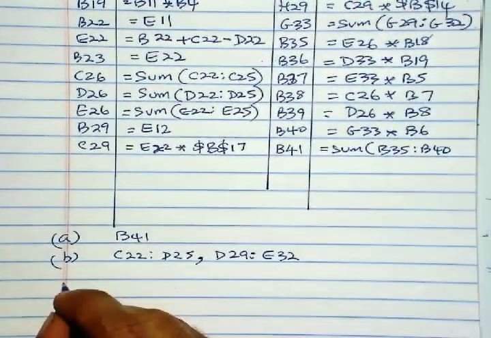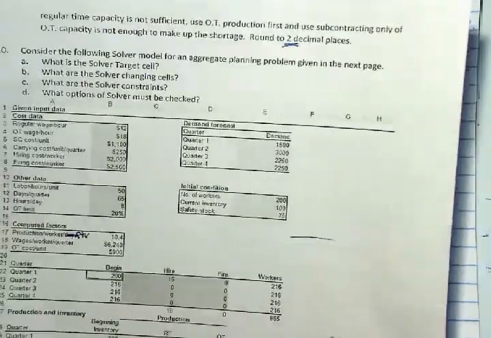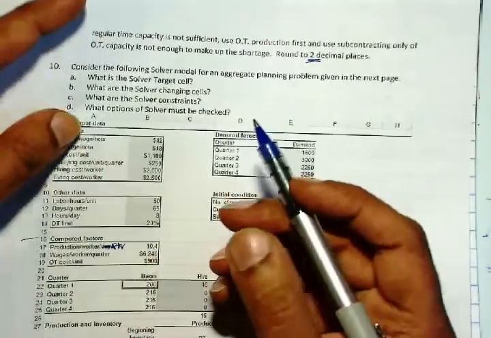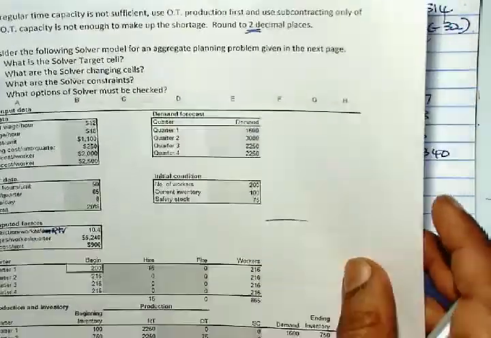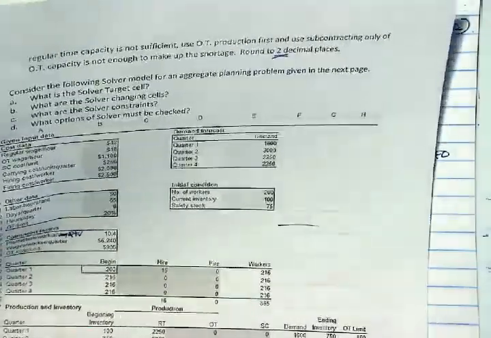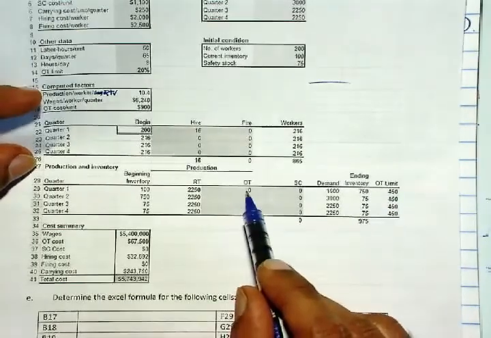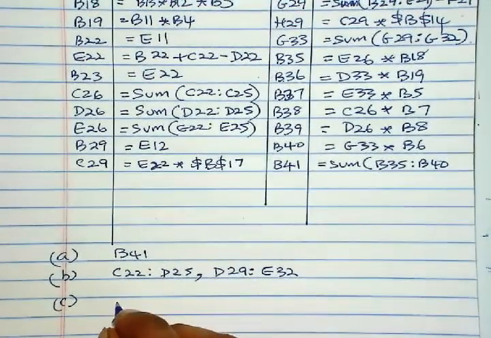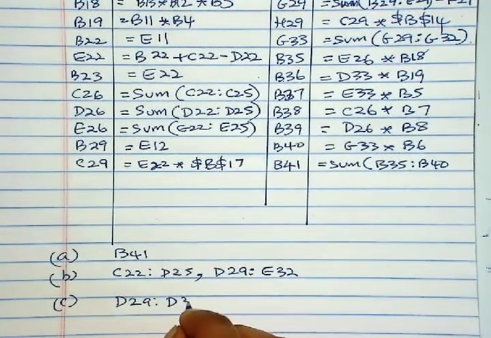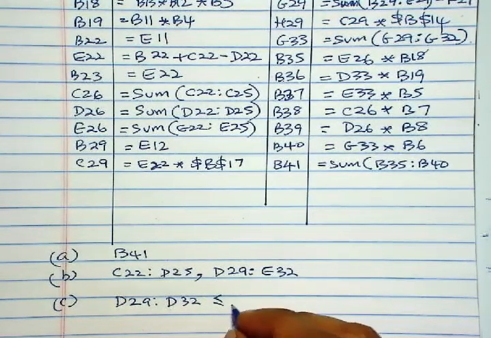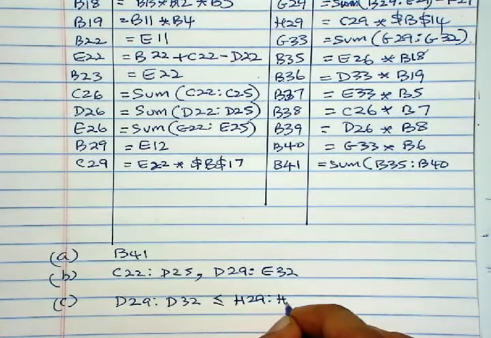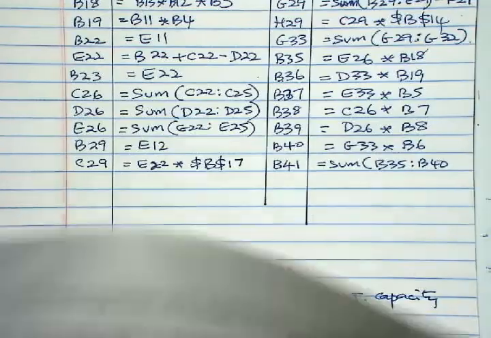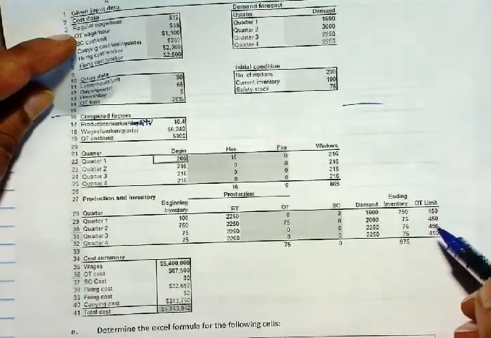Okay, then we have C, what are the solver constraints. So solver constraints are: we cannot produce more than the overtime limit. So D29 through D32 must be less than or equal to H29 through H32. So that is the overtime capacity constraint.